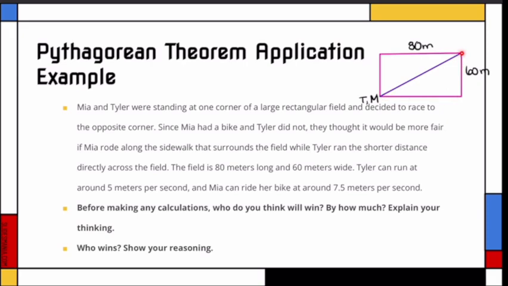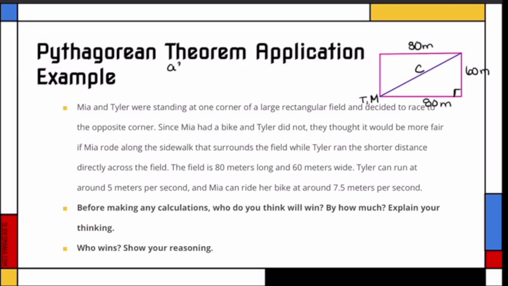Explain your thinking. So essentially here, first we want to figure out the distance across, because essentially what Mia is going to do is, instead of going across, she has her bike, she's going to ride horizontally, and then she's going to ride up vertically to meet at the same corner here. Tyler's just going to run straight across, okay? So I want to figure out this distance that Tyler's going to run across to see who might win. So you guys can guess who's going to win. I think that Tyler might win, but we shall see.